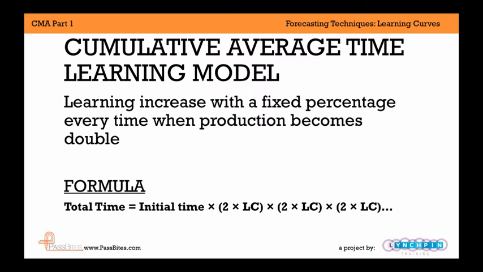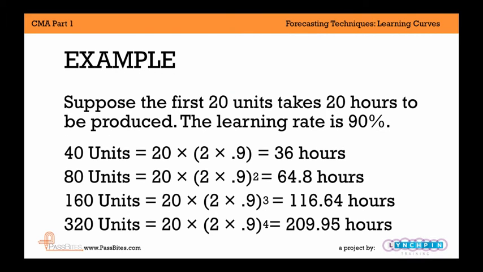To explain this, suppose that the first 20 units take 20 hours to be produced and the learning curve rate is 90%, which means a 10% reduction in time each time the quantity doubles. So when I will be producing 40 units, it should take me 20 multiplied by 2, 2 is for the quantity being doubled, and multiplied by learning curve giving me 36 hours. It should have taken 40 hours, but there is a reduction in time due to learning curve. A 10% reduction in time will cause it to be 36 hours. Similarly, it will follow. We will have 80 units. It will be doubled. We again multiply by 2 and multiply by learning curve, and there will be reduction in time recorded.